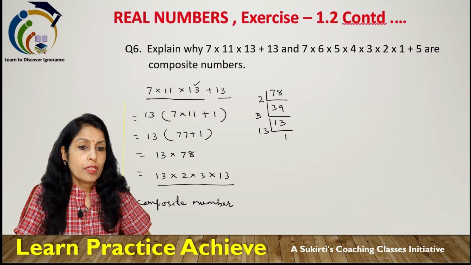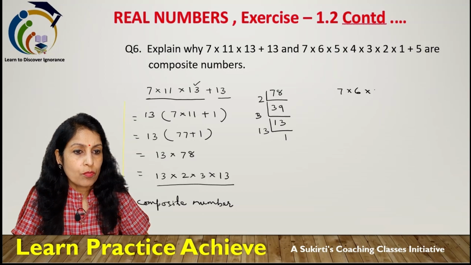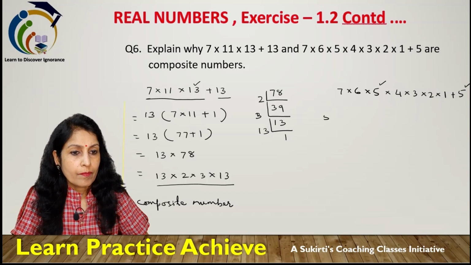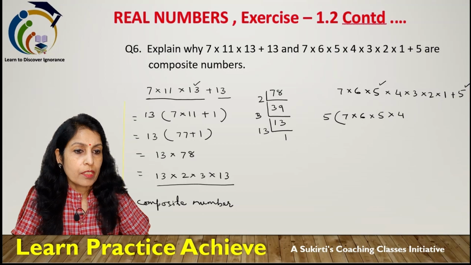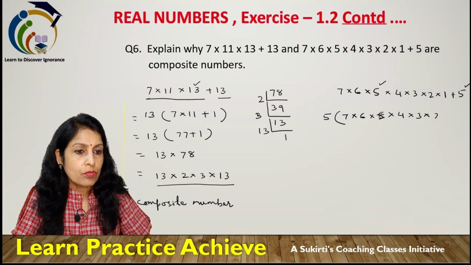Okay, in the same way, if we find out the second part, that is 7 into 6 into 5 into 4 into 3 into 2 into 1 plus 5. Again here 5 and 5 both are common, so we can take 5 as common factor. So 7 into 6 into 5 into 4, and this 5 we will remove because we have already taken 5, so no need to write this 5, into 3 into 2 into 1 plus 1.